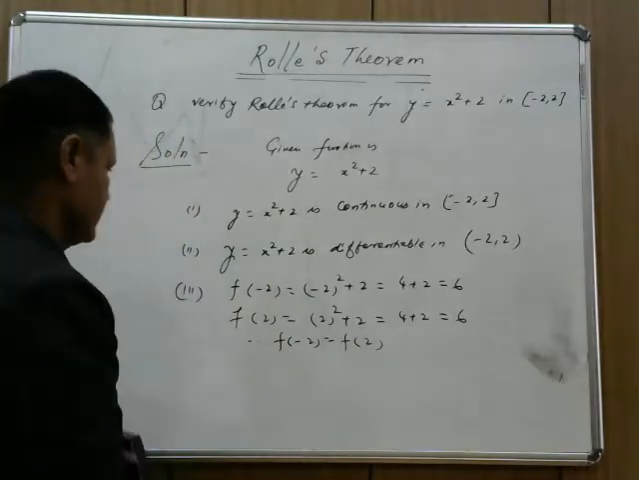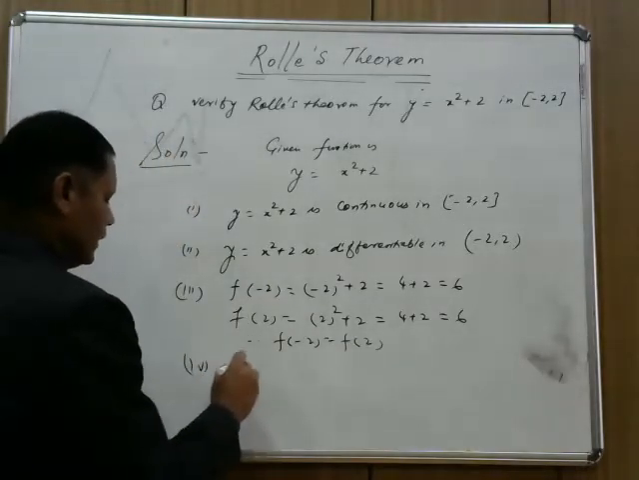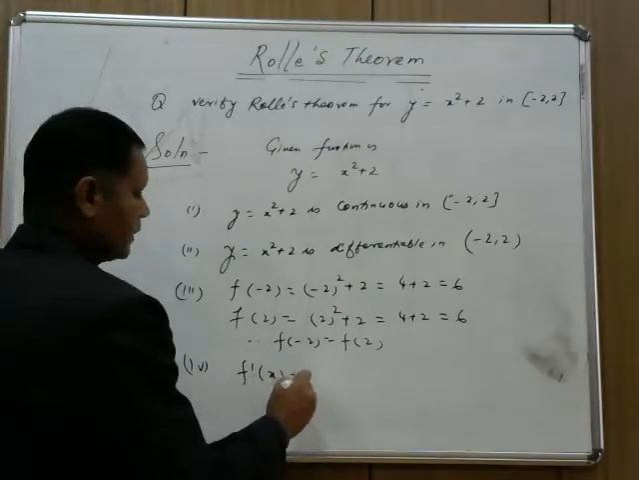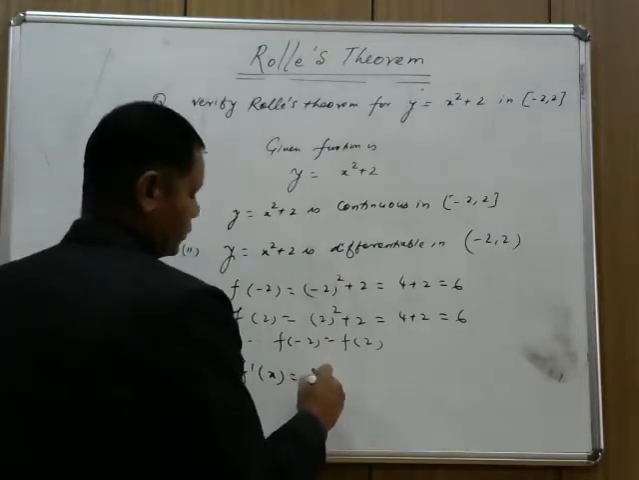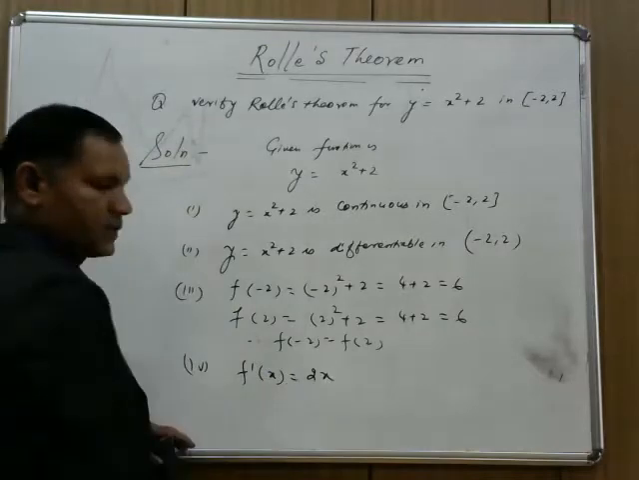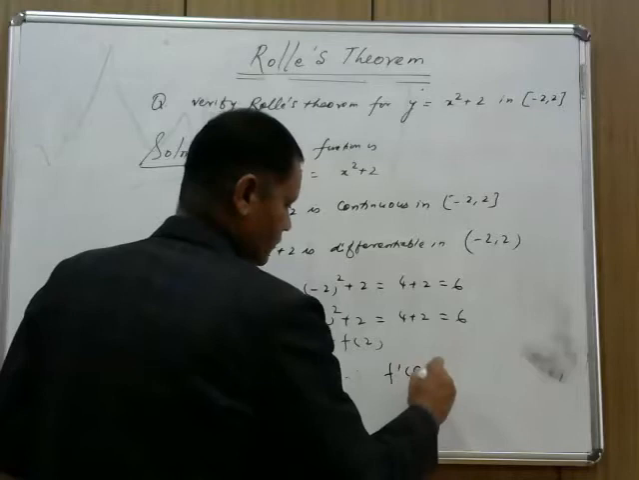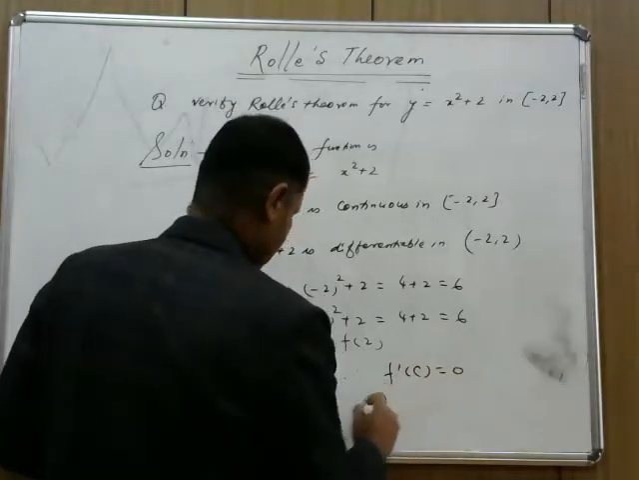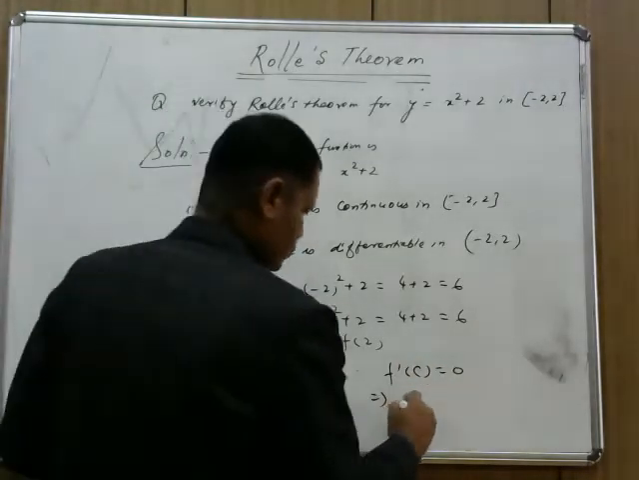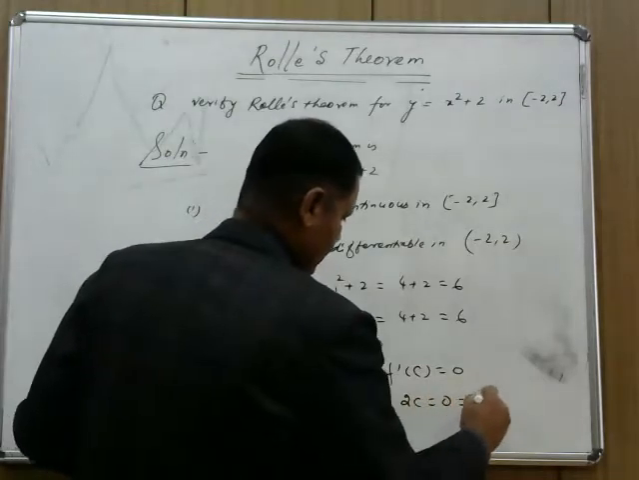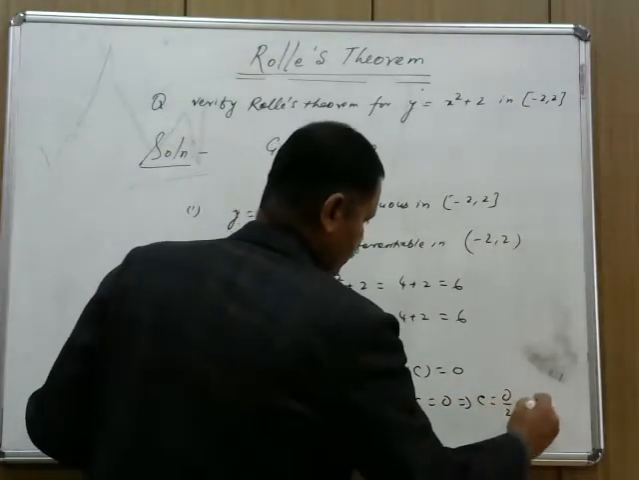This is also verified. Now the fourth, I will find out f dash of x. F dash of x will be how much? 2x. F dash of x is equal to 2x. Now we will put f dash of c equal to 0. It means what? F dash of c, that means 2c equal to 0. It implies that c is equal to 0 by 2 is equal to what? 0.